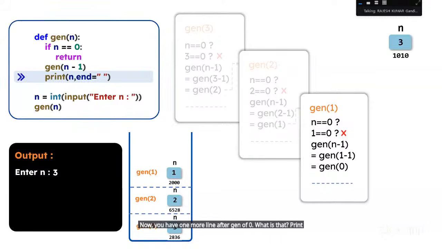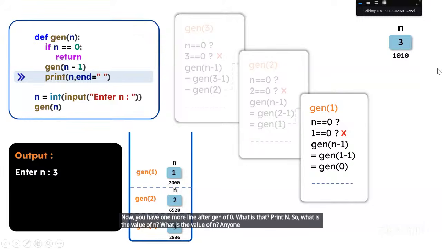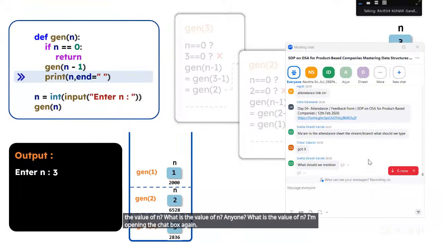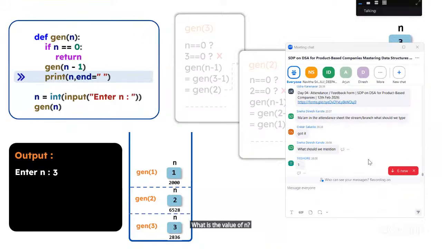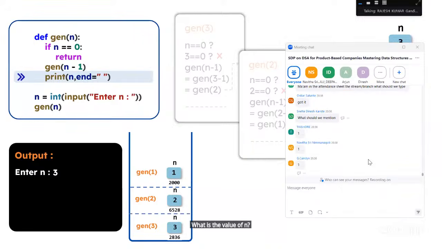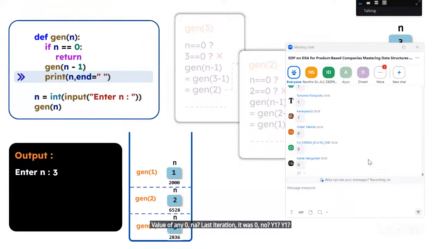So what is the value of n? Anyone? What is the value of n? I'm opening the chat box again. What is the value of n? The value of n is 0, right? In the last iteration it was 0, no? Why 1? Why 1?